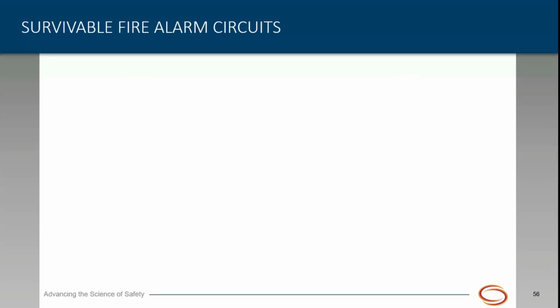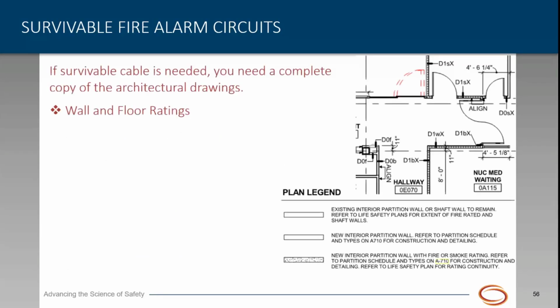Now, if survivable cable is needed, you need a complete copy of the architectural drawings. You must be able to read and understand the architectural wall and floor ratings, especially the ratings of the electrical or communication rooms. Often these rooms are stacked in a high-rise and are required by other building codes to be 1 hour, 2 hour, or other such rating. Many times, survivable cable can be avoided completely or used very sparingly due to being able to use these stacked rated rooms for risers and circuit origination.